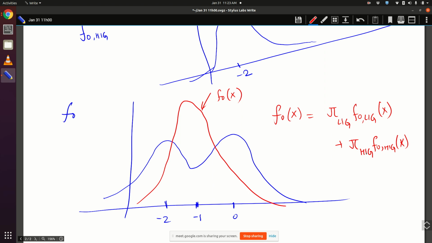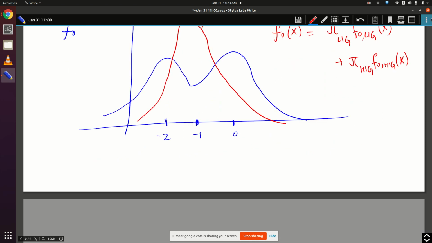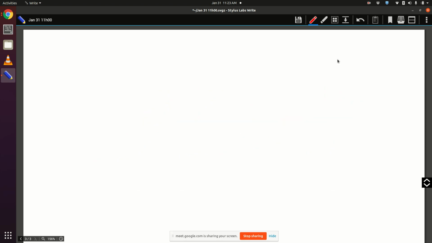Sir, what is this pi? So pi is the probability of seeing, so this is the probability of the low income group. Okay. So this is one example where you get what is called Gaussian mixture models. The example that I gave you is what is called Gaussian mixture models, or GMMs.